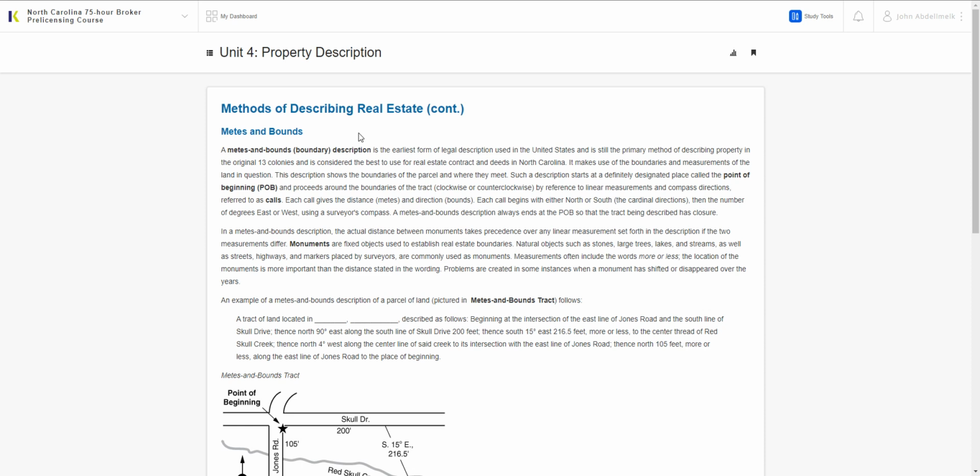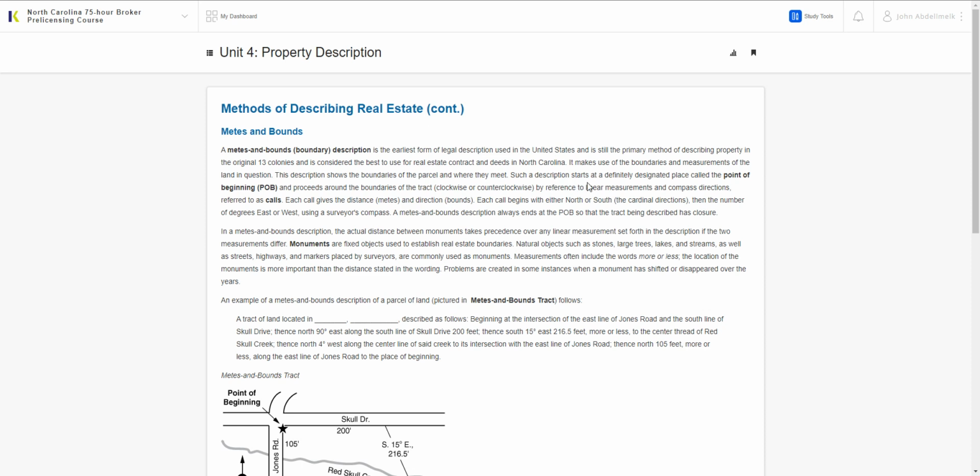Methods of describing real estate. Right. So metes and bounds, the boundary description, was the earliest form of legal description used in the United States and is still the primary method of describing a property in the original 13 colonies. It's considered the best to use for real estate contracts and deeds in North Carolina. It makes use of the boundaries and measurements of the land in question. The description shows the boundaries of the parcel, where they meet.